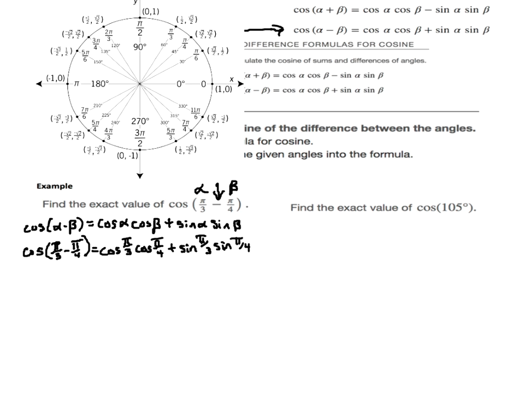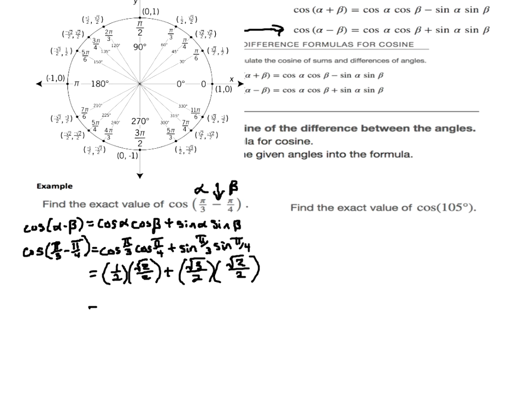Okay, so the cosine, remember cosine is our x value. The cosine of pi over 3, if I look at pi over 3, the x value is 1/2. So this is the same thing as 1/2. Cosine of pi over 4 is square root 2 over 2 plus the sine of pi over 3, which is square root 3 over 2 times the sine of pi over 4, square root 2 over 2.